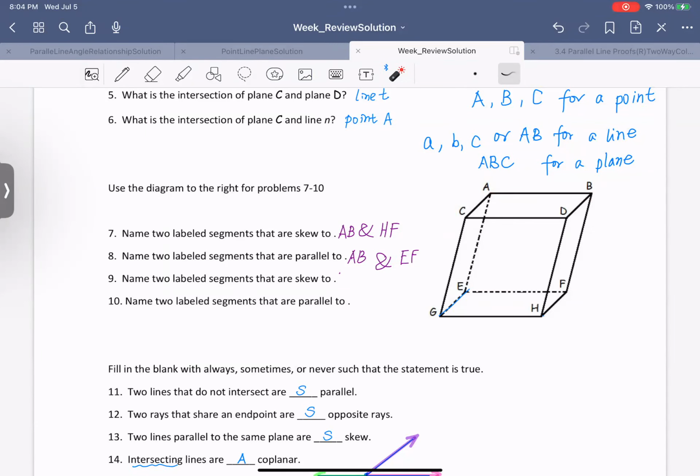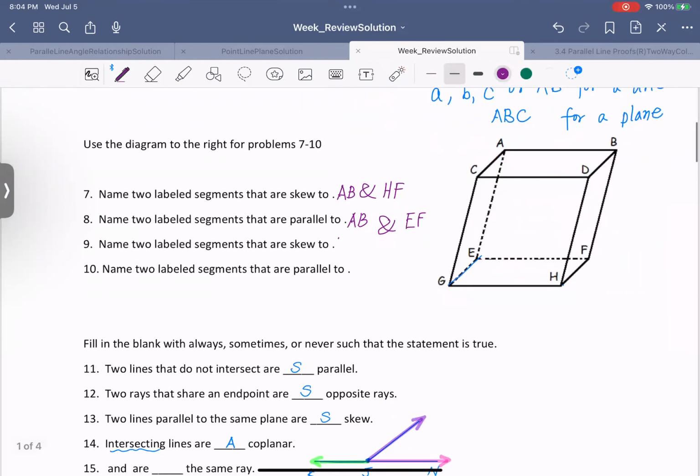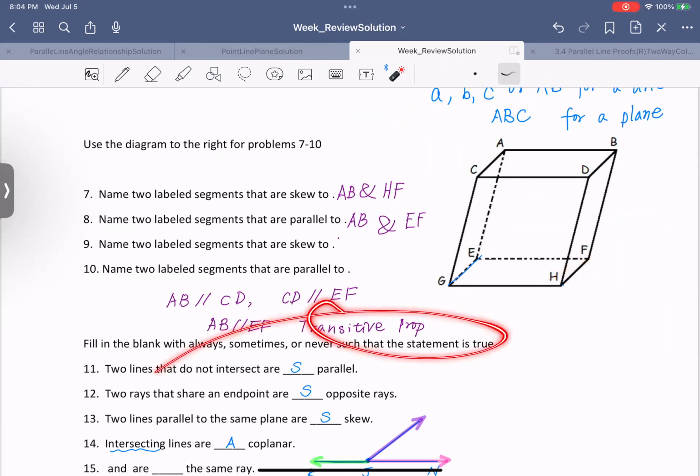Yes. In the future, when we do the proof very soon, if you say AB is parallel to CD, and you say CD is parallel to EF, then you will have the conclusion that AB is parallel to EF. You call this the transitive property. Please write down these important notes. You will use this kind of thing very soon.